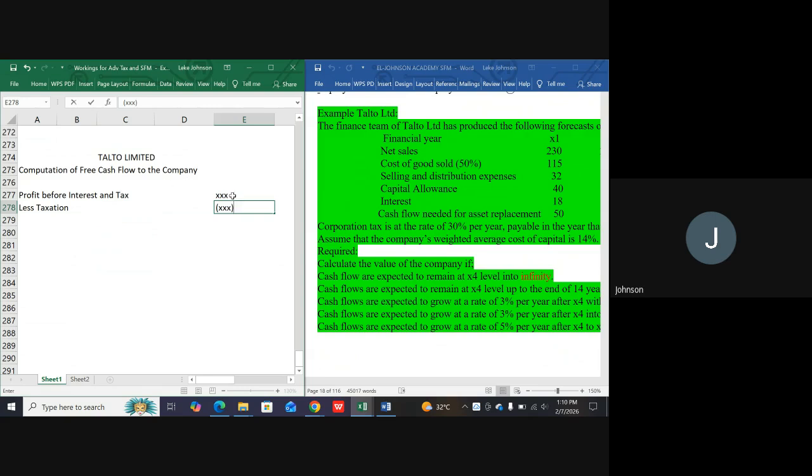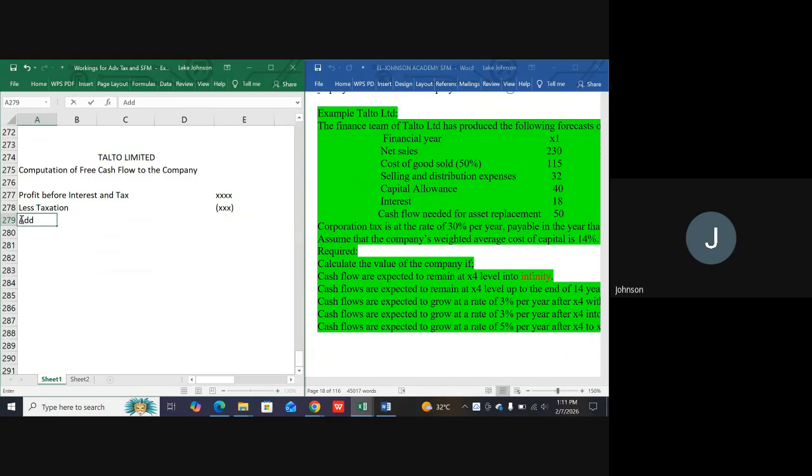At the top, we're going to get what our sales actually is. So our sales, sorry, our profit before interest and tax, we're going to get it. So the next thing is that we now less our taxation. Right. Then after you less your taxation, the next thing is you want to add non-cash item.